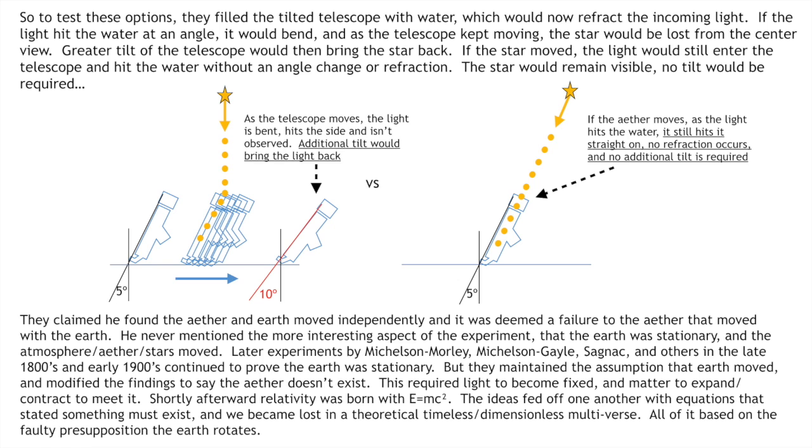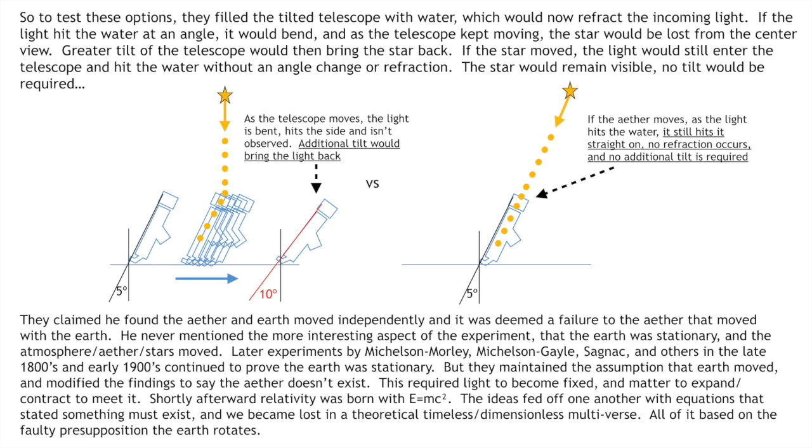continued to prove that the Earth was stationary with various different experiments, but they maintained the assumption that the Earth moved, and they modified their findings to say that the ether must not exist. And this required light to become fixed and matter to expand and contract to meet it, and shortly afterward relativity was born after a Lorentz contraction with an E equals mc squared equation that everyone is so fond of.